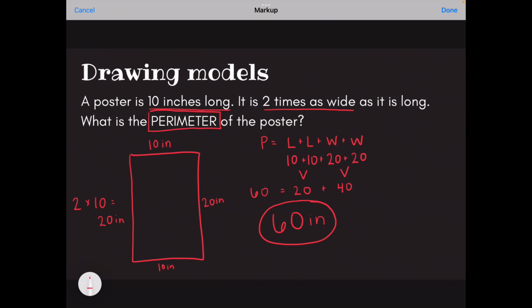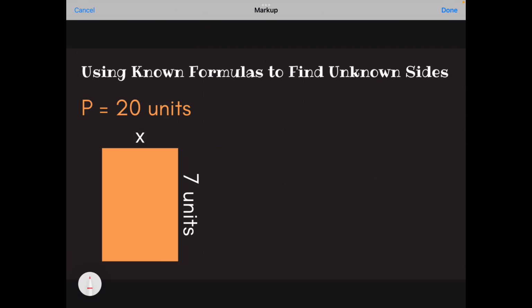This time we're going to use formulas to find unknown sides of rectangles. So the information that we're given right now is the perimeter of this rectangle is 20 units. The length is unknown. It's being represented right now by x. And the width of this rectangle is 7 units. Because it gives me the perimeter already, we can use the formula of perimeter to help us with this. We know that the perimeter is length plus width plus length plus width.